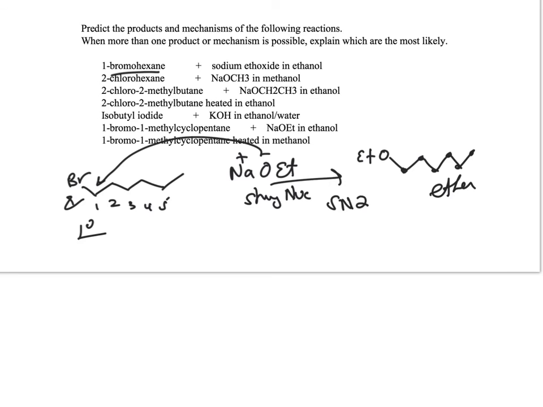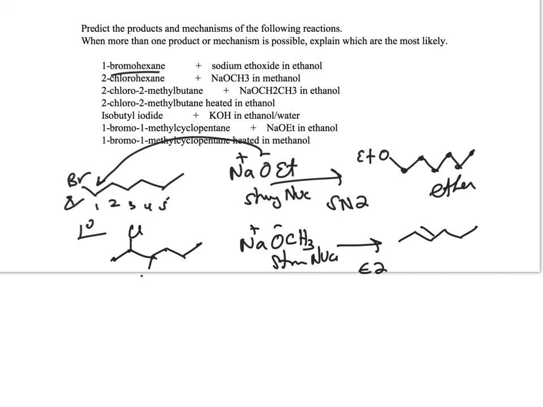Okay, the next one, 2-chlorohexane. And now you have sodium methoxide. So strong nucleophile. I think you're going to get some competition with an E2 here. So this hydrogen will probably be abstracted to give you the more substituted alkene. If you do get minor, this will probably be your minor. So this is definitely your major, elimination, but you could also get a minor product of substitution, SN2.